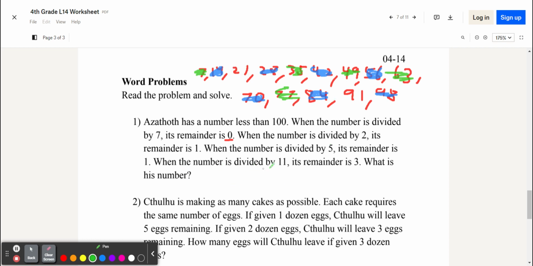And since we have this one last thing, we can find out. When a number is divided by 11, its remainder is 3. When 21 is divided by 11, its remainder is 10. And when 91 is divided by 11, its remainder is 3. So we know it's 91. So Azathoth's number is 91.